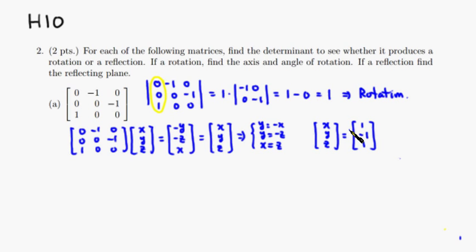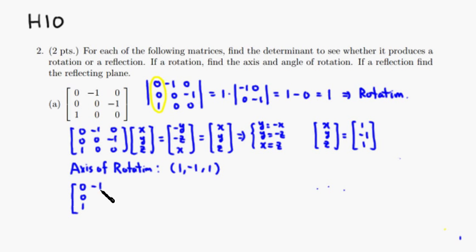So the axis of rotation, we can take it to be 1, negative 1, 1. Right, so we have that. Then we want to find the angle of rotation, so let's do that. I'm just going to keep multiplying the matrix by itself and see what happens.